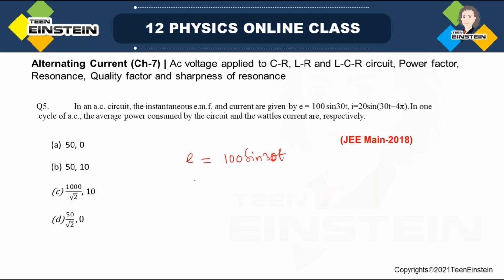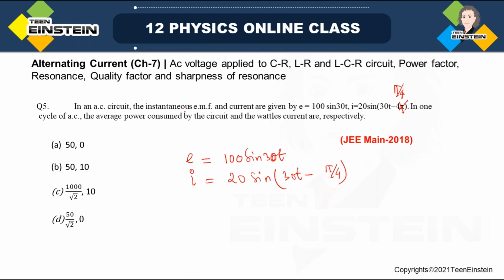Similarly, for the current, instantaneous current is given as I is equal to 20 sine 30t. Sorry, this is not true. This is actually pi by 4. Okay, this is pi by 4. This is the phase, pi by 4. It is given like this.